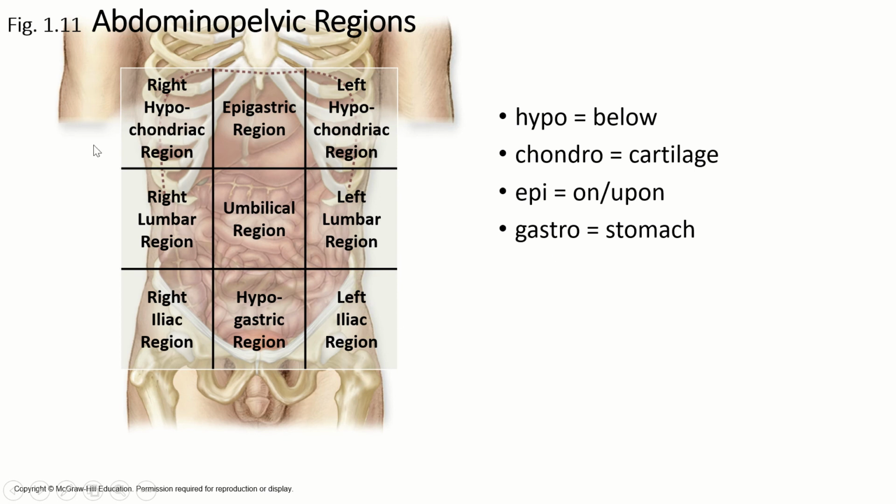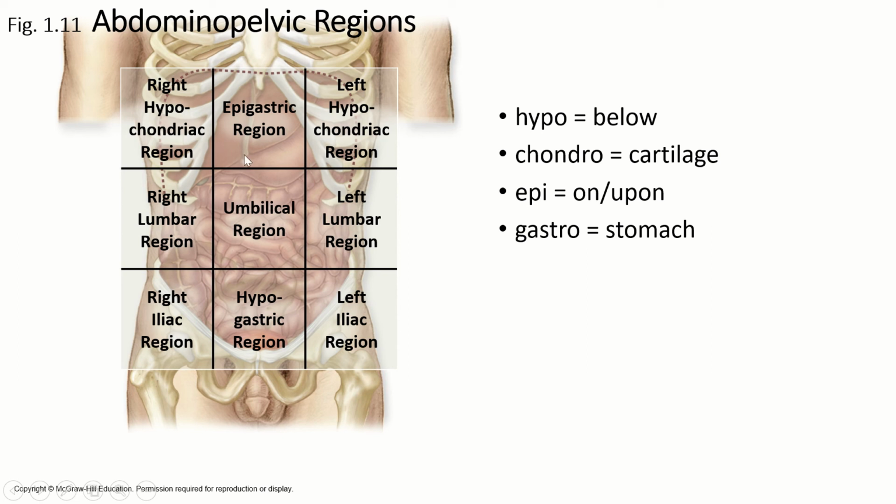Now, in the abdomen, we can divide the abdominopelvic cavity into nine regions. Some of the terms you need to know: hypo means below. So right and left, we have a hypochondriac region. Chondriac comes from the word chondro, which means cartilage. So the hypochondriac region is not constantly complaining about its health. It's actually under this cartilage here, which is the cartilage that connects the ribs to the sternum. That's that bone right there.